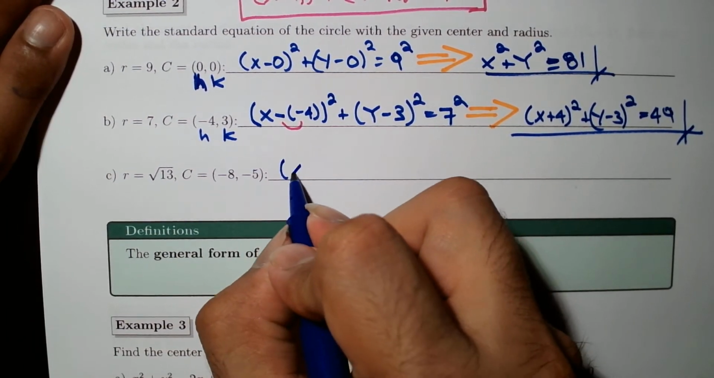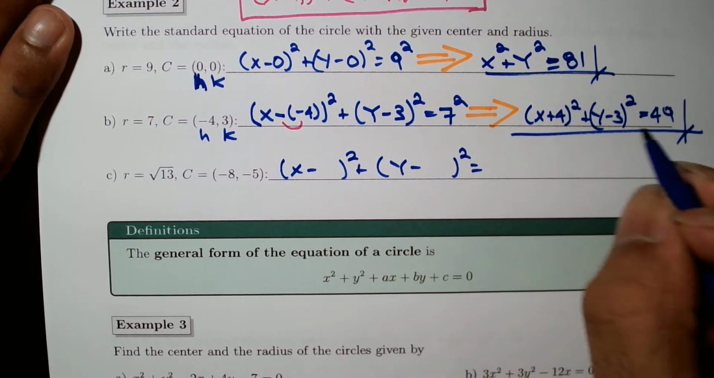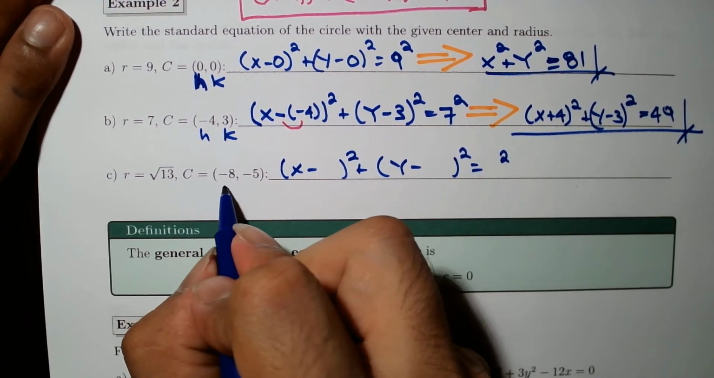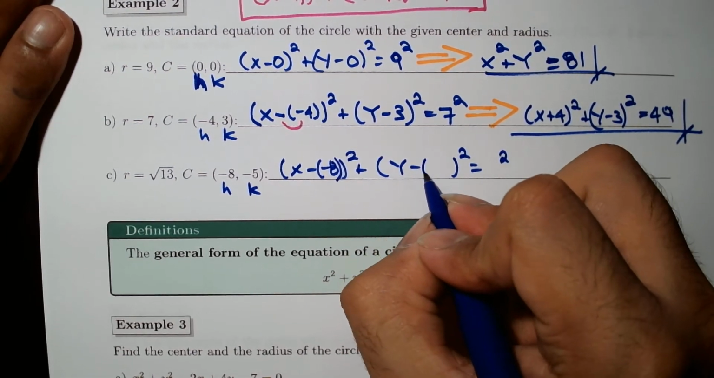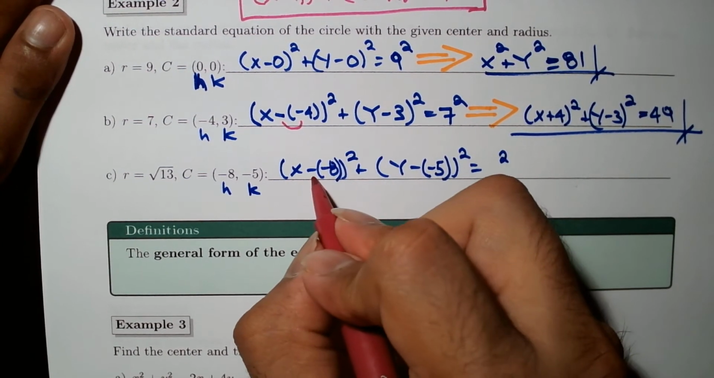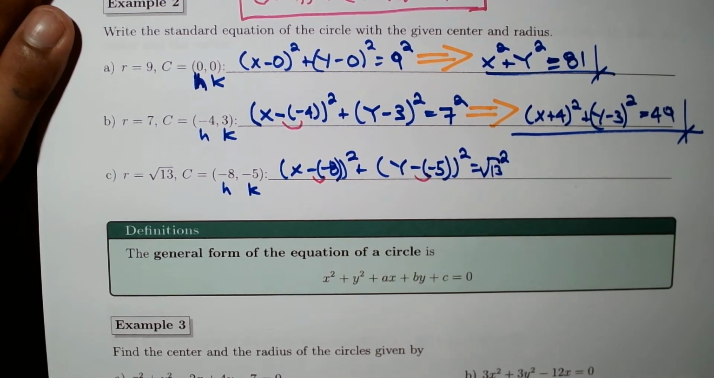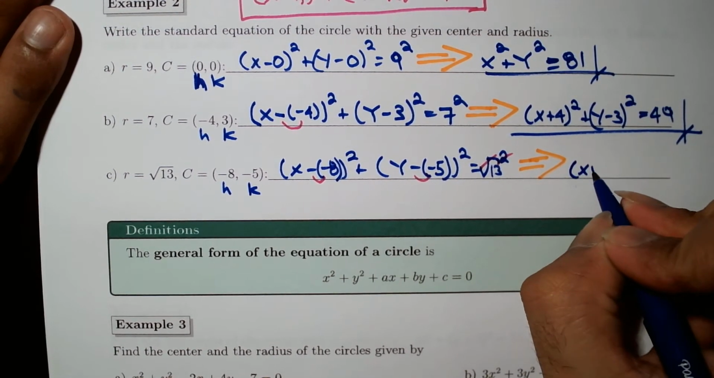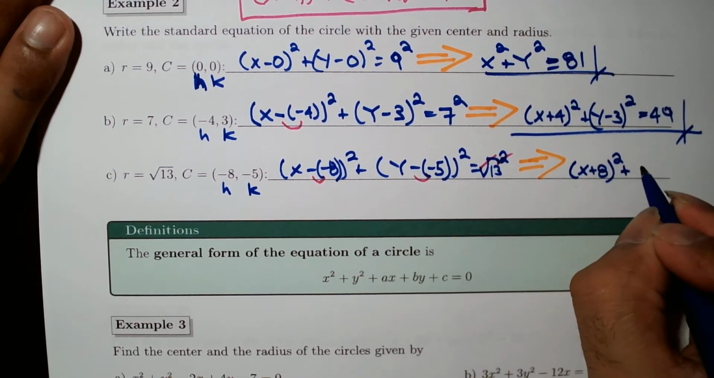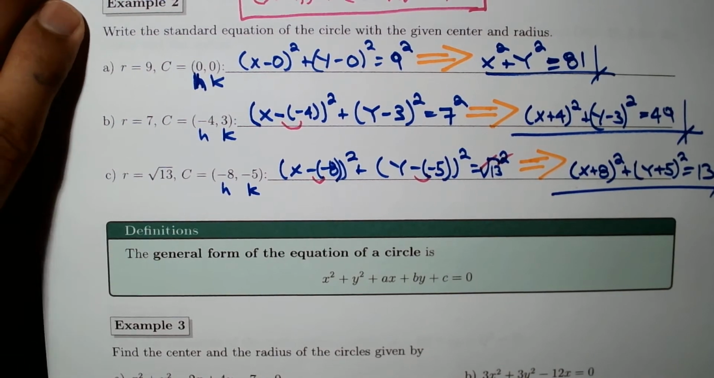Another example right here, right? (x - h)² + (y - k)² = r². Alright, so in this case, this is h, this is k, x minus -8, careful here, y minus -5. We're going to use the smile rule twice, and the radius is the square root of 13. But what are we going to do with the square root of 13? The square root with the square is going to cancel. And we're going to get (x + 8)² + (y + 5)² = 13. So that's our final answer for this exercise.